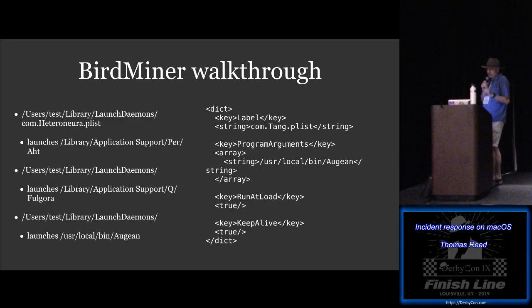So of course we're going to dig into those. We look at those and we see that the first two launch processes out of sort of randomly named folders. One of them launches a process called AHT from a folder named PER, P-E-R. Another one launches something called Fulgora out of a folder named Q. So not at all suspicious, right? And then the third one actually launches something that was placed in /usr/local/bin called Augean. So lots more things to look at here. We're getting a lot of data, lots of things to find out about.